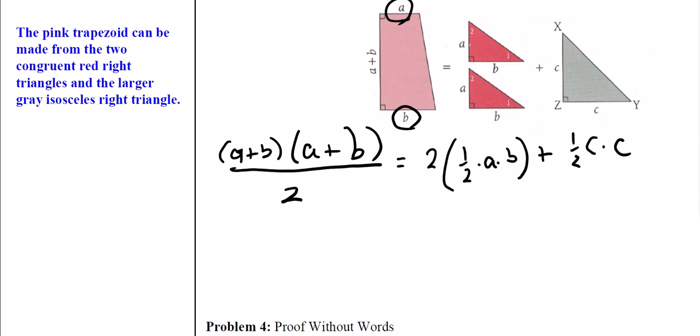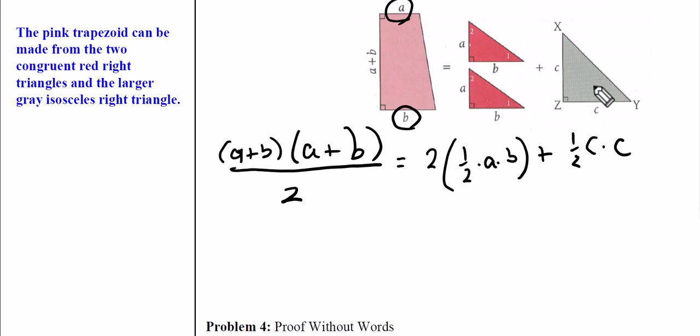It's already looking a little different than our previous proofs. Notice this time we don't have four triangles, we just have the two. And this gray one is different, so I have to do it separately. And usually we're used to c squared because in the past, we've been doing areas of squares, but this time we're doing areas of triangles and a trapezoid.